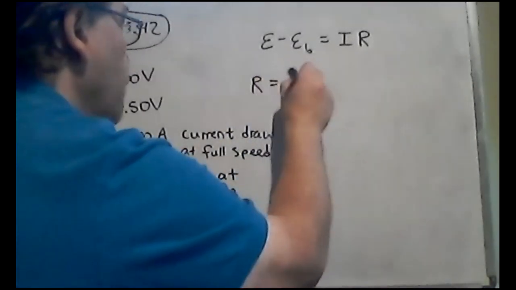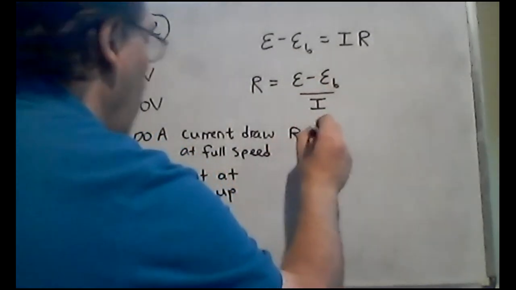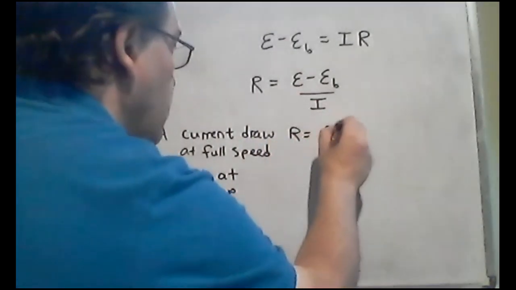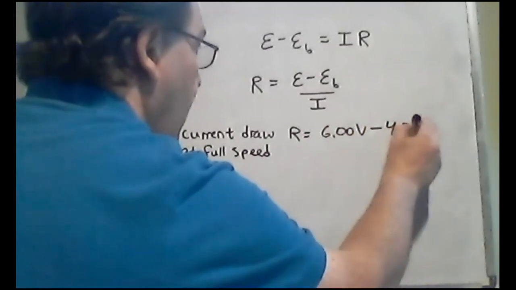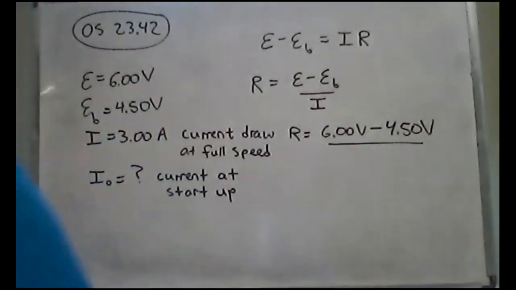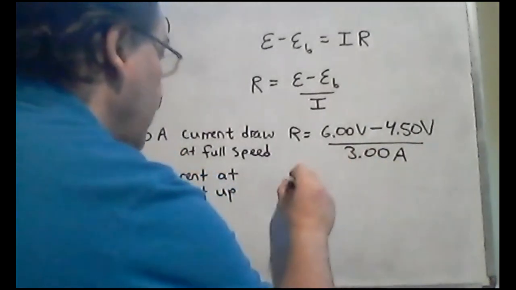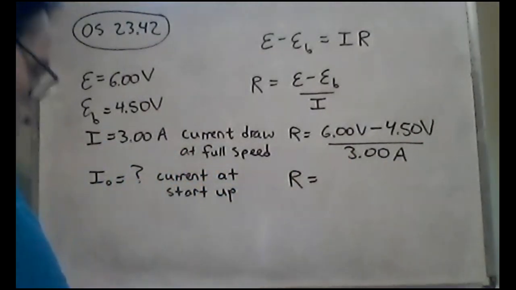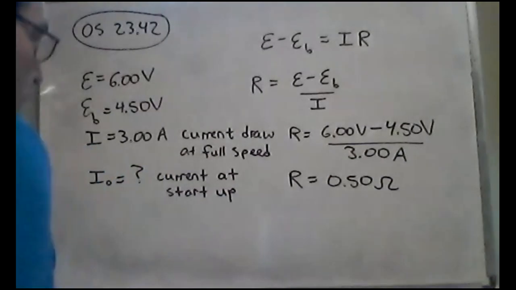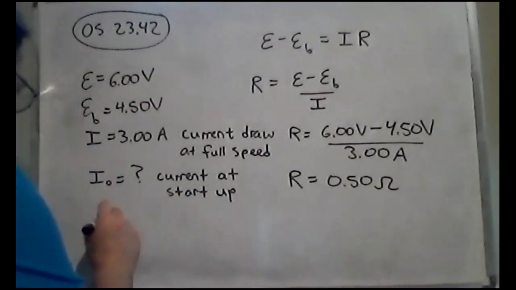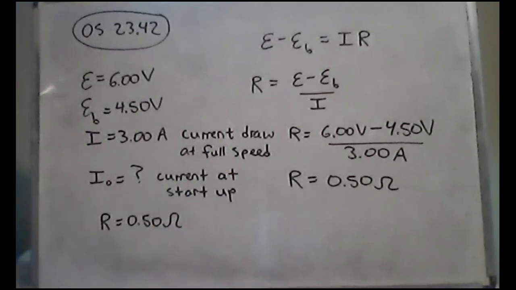R is epsilon minus epsilon_B divided by I. What are my numbers? 6.00 volts minus 4.50 volts divided by 3.00 amperes. My resistance, R, which is a constant in this motor, is 0.50 ohms. Great. I know that now. So R is 0.50 ohms. That's another piece of information I've just calculated.